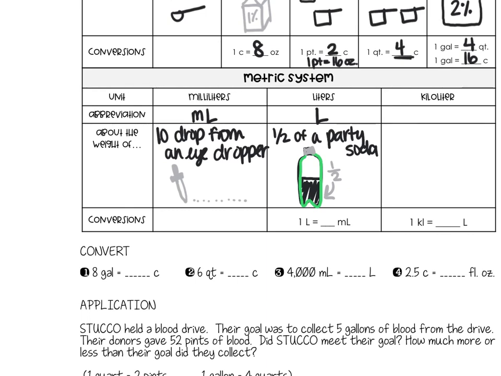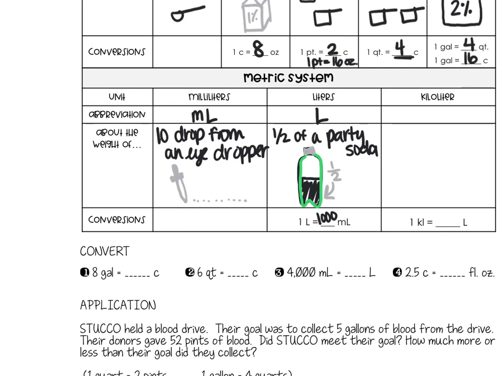And again, let's look at our conversions here. So milliliters in a liter, again, back to this 1000s unit. So 1 liter is 1000 milliliters, okay? And lastly, looking at kiloliters.